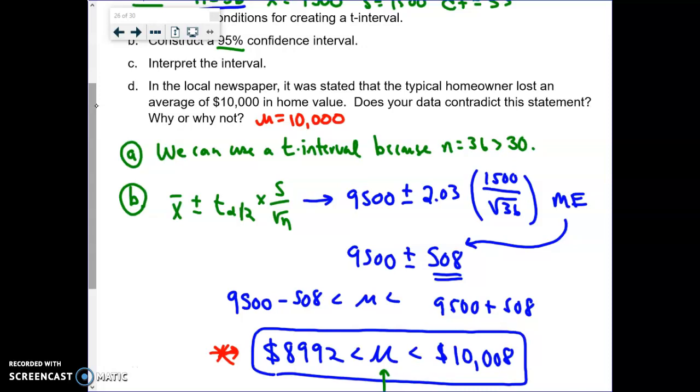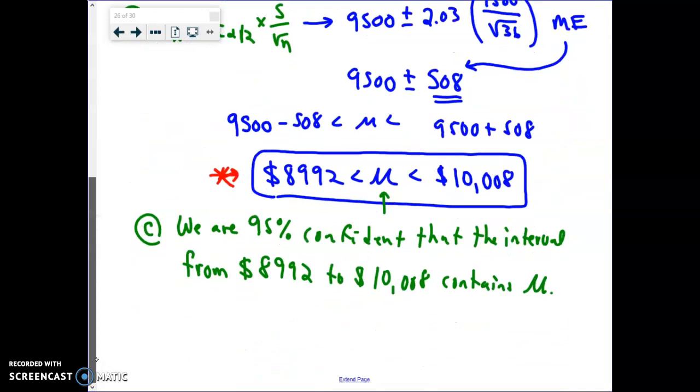Our interval does seem to contain $10,000, so therefore our data really doesn't contradict that. Now, someone would say, well, does it support it? Does it mean that the mean is $10,000? No, it doesn't. It just says that our interval does not say that it isn't. It does not contradict it. It does not support it, say it is, and there's a difference there.